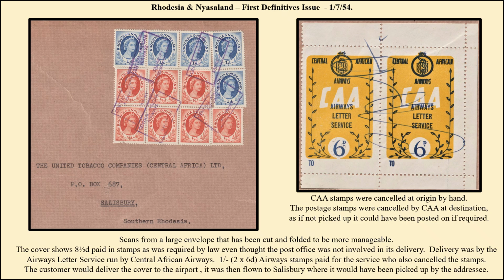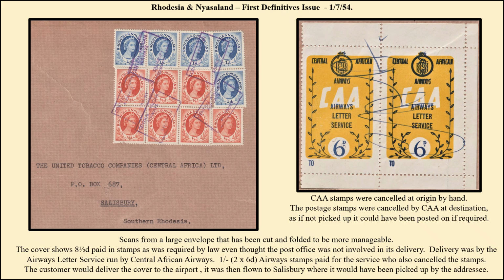This cover has been transported by CAA. By law, it had to have postage stamps on it. This was paid for in 8p halfpenny, which, as you can see, is on the front of the cover. The service was that the customer could take the cover to an airport. It would then be flown by CAA on the Airways letter service. It could then be picked up at the destination by the addressee.